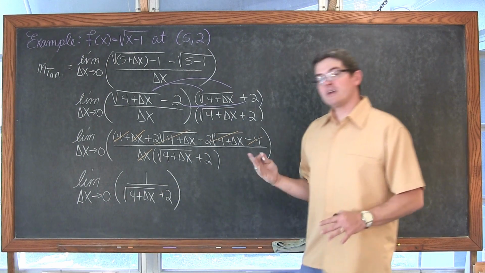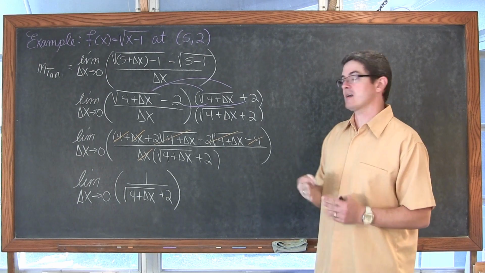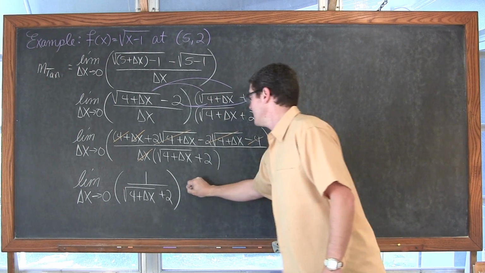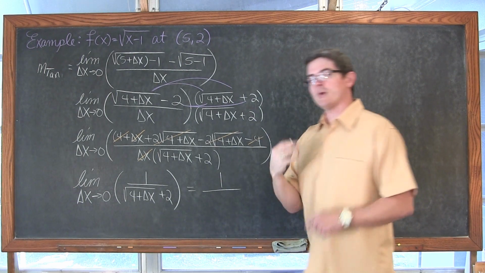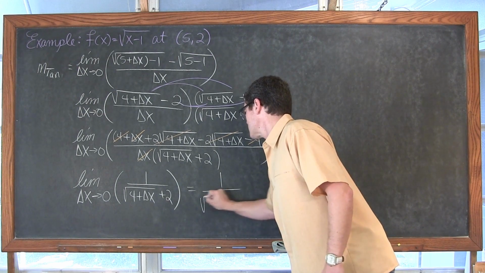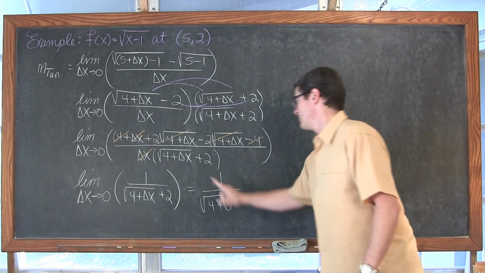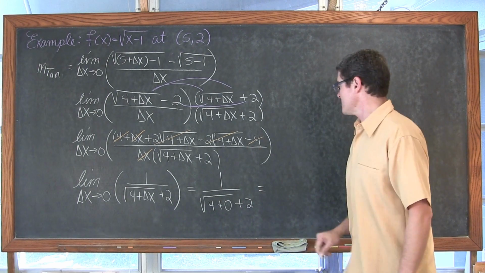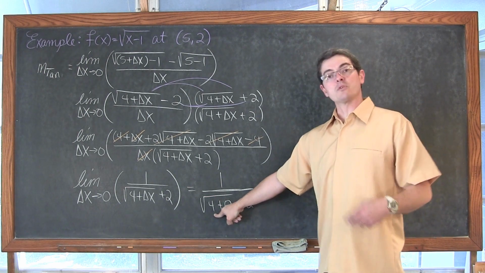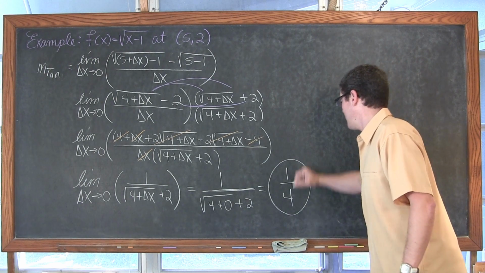Now we can plug in our delta value, let it approach 0, just do a direct substitution. It will not come out to be undefined, and thus we'll have the slope of this curve at that point. And that is going to be 1 over, I'm not going to write the limit notation anymore because I'm plugging in 0, over the square root of 4 plus 0 plus 2, and that comes out to be, let's just finish that up, 1 over the square root of 4 is 2, 2 plus 2 is 4, and that is the slope, again, of my tangent line.